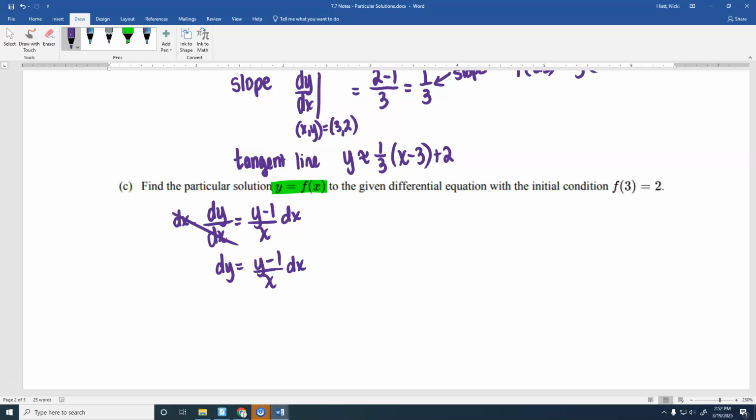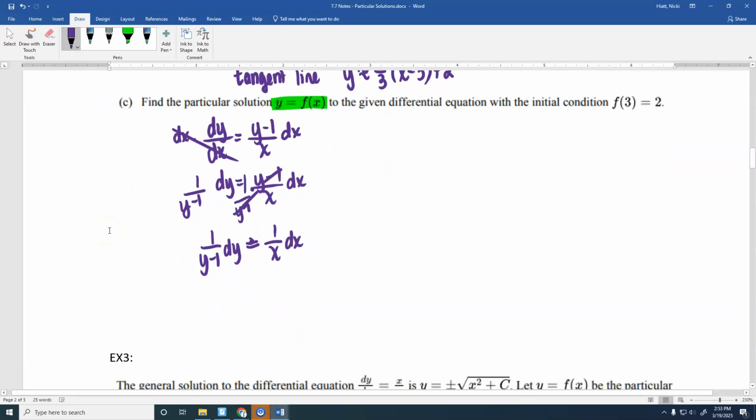Yes. What I would do is I would just multiply by 1 over y minus 1 right here. Like that. So that's going to give us 1 over y minus 1 dy equals, that x is in the bottom, so it's 1 over x dx. Or if you wanted to write that dy over y minus 1 equals dx over x, that would be fine also.